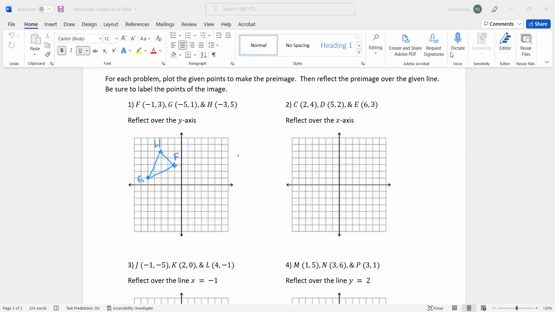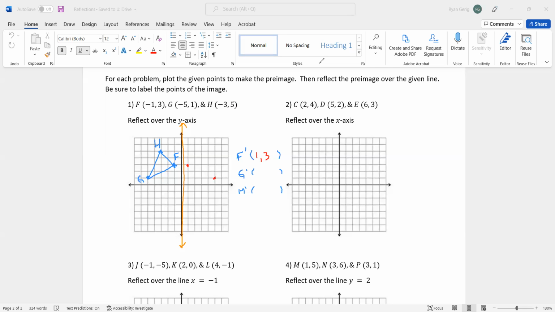So what I'm looking for now is F prime, G prime, and H prime. And I'm going to go ahead and list the coordinates for those as well. Before I do anything else, reflect over the y-axis. You should know what that is. That's right here. So what we're going to do is reflect all those points over that orange line. Well, how do I do that? We'll count how far F is from the orange line. Well, it's 1 unit. Now I'm just going to go 1 unit the other direction. Where do I end up? I end up at (1, 3). G is 5 units from that orange line. Now I'm going to go 5 units the other way.